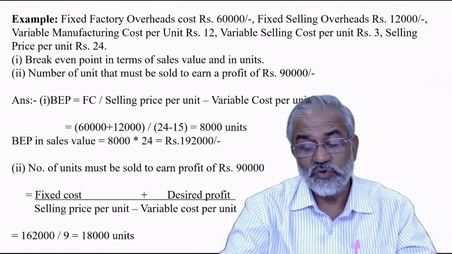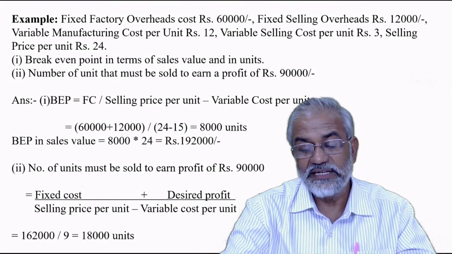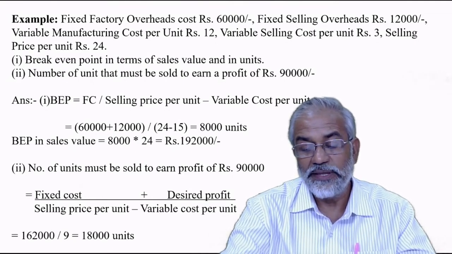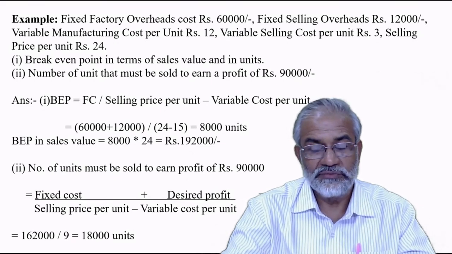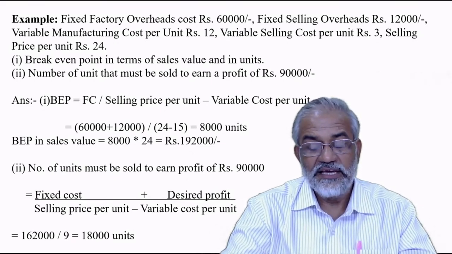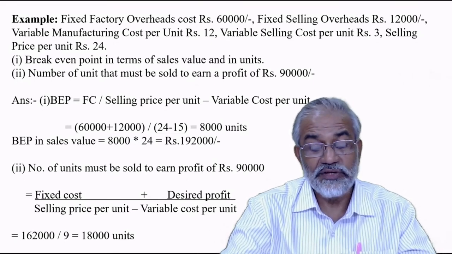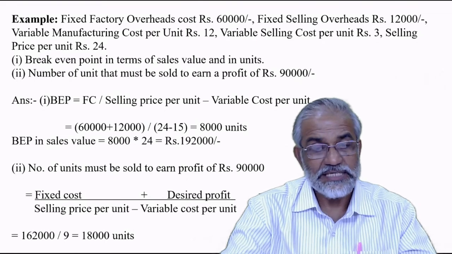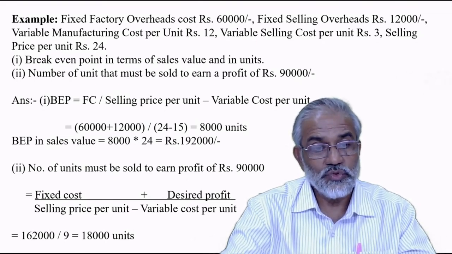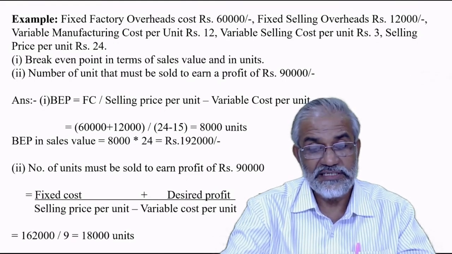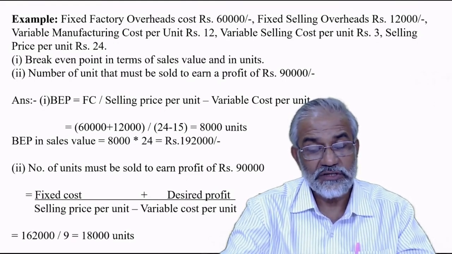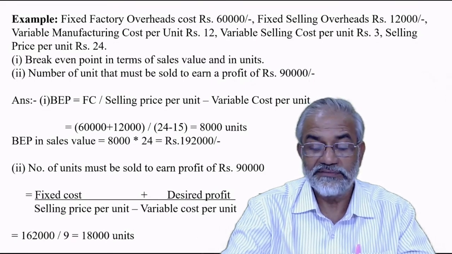Cost is 3,42,000 total cost, plus the desired amount of profit of 90,000. So the total selling price would have been 4,32,000 for the 18,000 units. So 4,32,000 should have been the revenue. Let us see, by selling 18,000 units, what is the revenue in our hand? The selling price per unit is 24 and the units to be sold are 18,000. When 18,000 is multiplied with 24, the exact amount comes to 4,32,000, which is the combination of the total cost plus the desired amount of profit of 90,000.